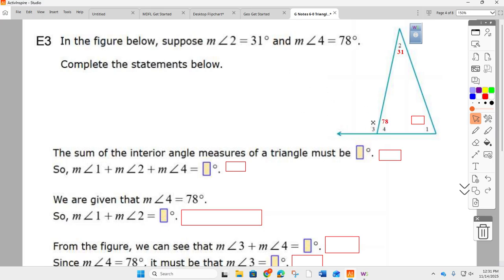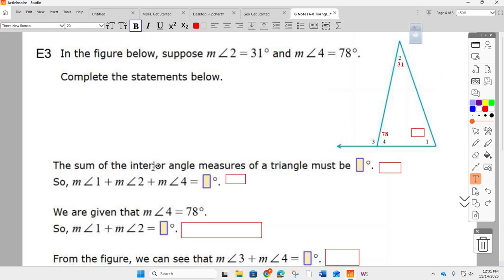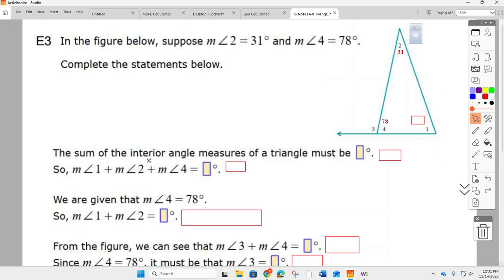Given that, this is just like an example on your assignment today. So the sum of the interior angle measures of a triangle must be what, Miles? 180. Yes, 180. So now we know that the measure of angle 1, the measure of angle 2, and the measure of angle 4 equal what, Morgan? So this angle plus this angle plus this angle has to equal what?